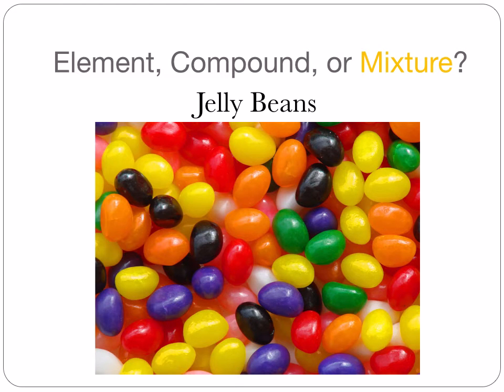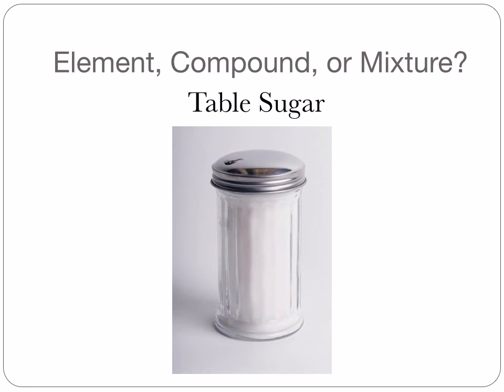Jelly beans are a mixture. You just put those together in a bag. You can separate them by eating them. Table sugar. Table sugar is a compound.